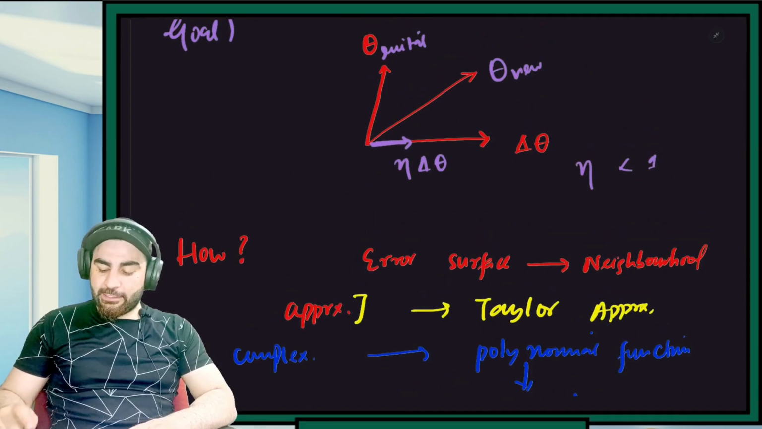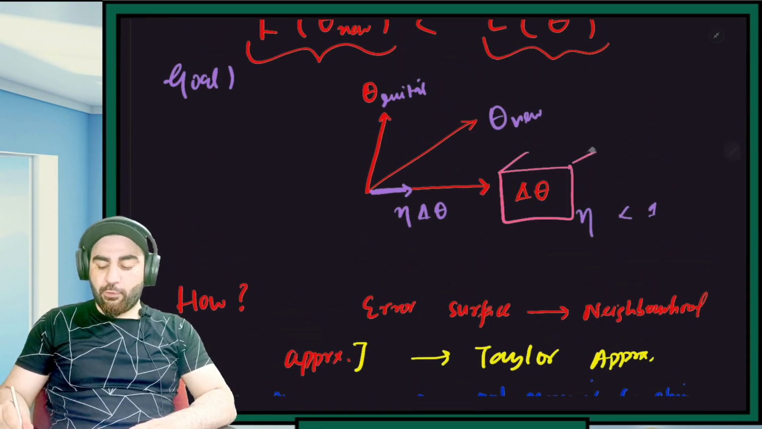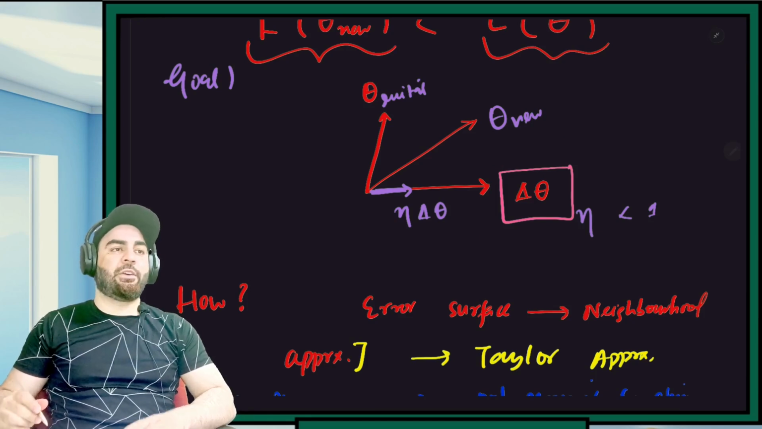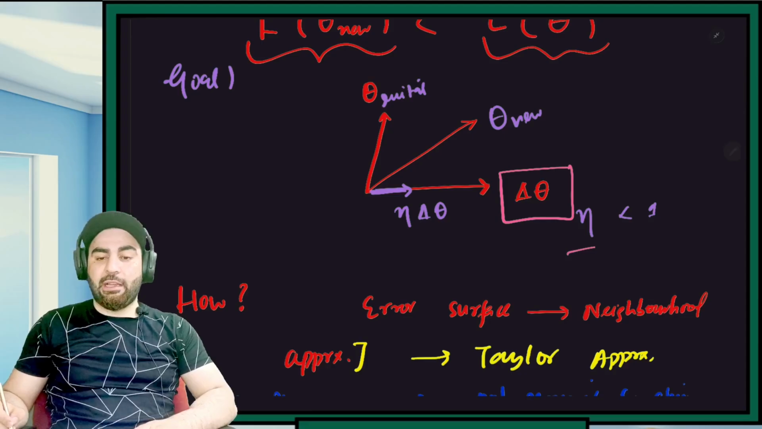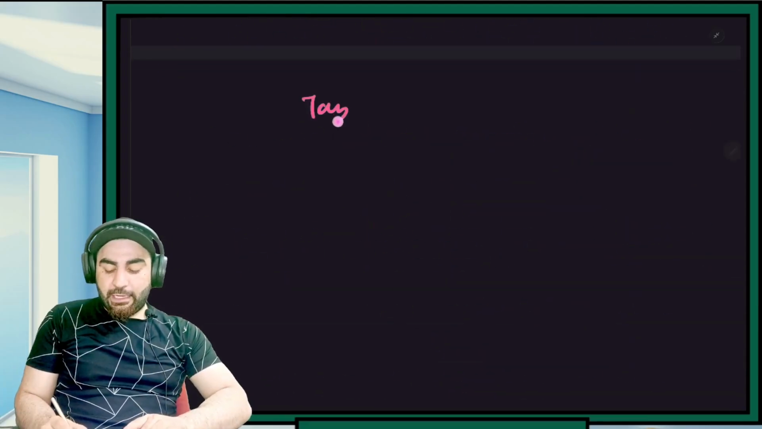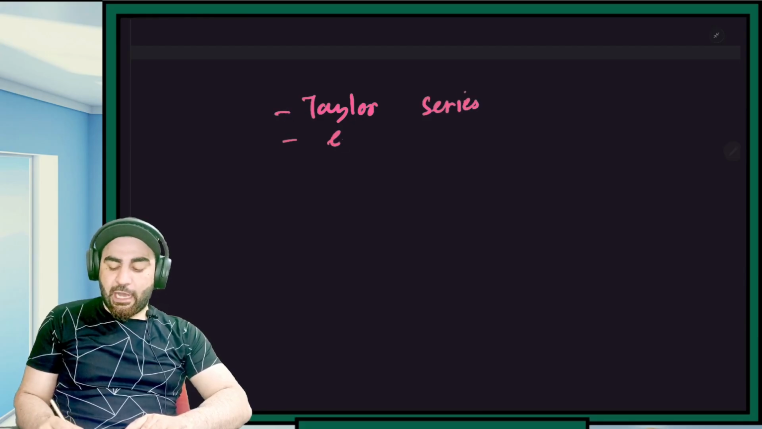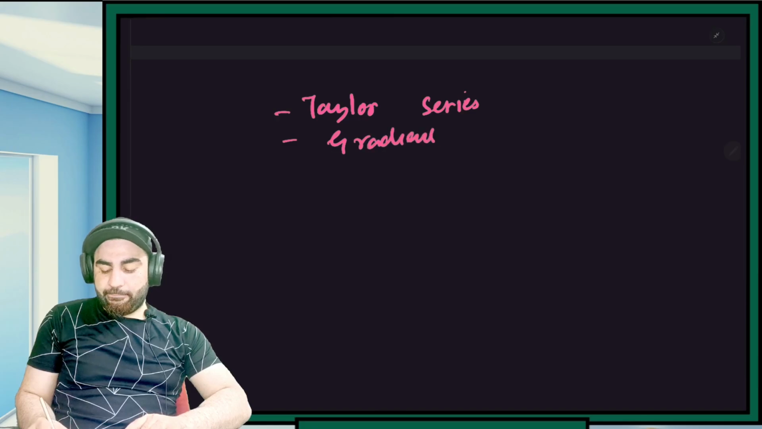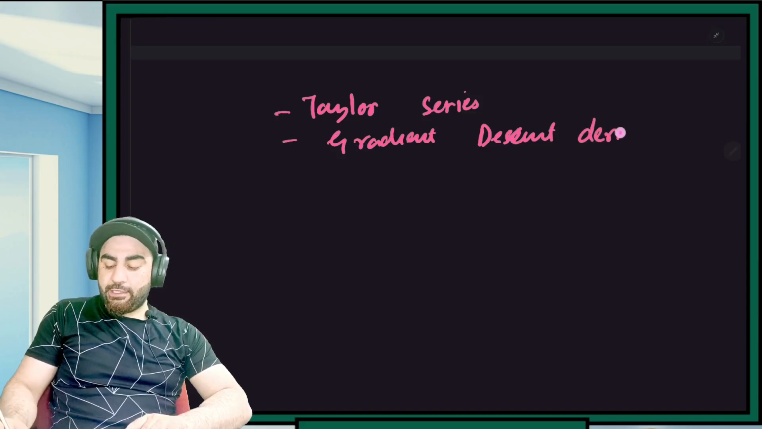And once we do that, the basic thing is we want to find how to update this. So this is what we want to find: this delta theta. Okay, so what is the direction that I should move in? And then this eta will tell me the learning step. Now the topics we will study are Taylor series, and then we'll see how gradient descent is derived from Taylor series.